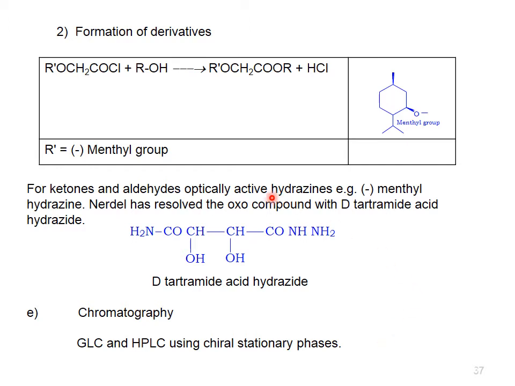Here you can see this is the compound. Carbonyl chlorides react with alcohol and result in the formation of an ester, and here R is the methyl group. We are using the alcohols as reagents, which convert this compound into diastereomers.